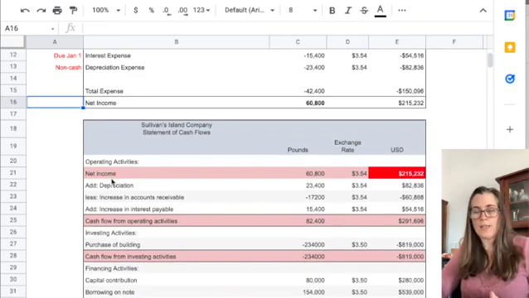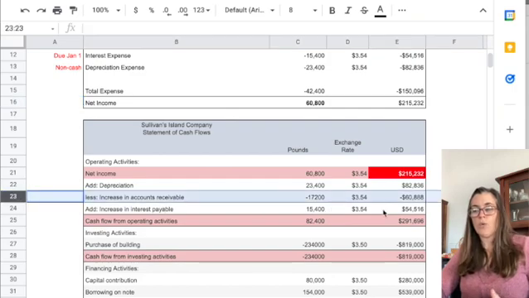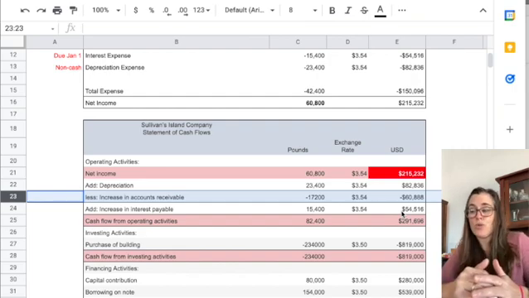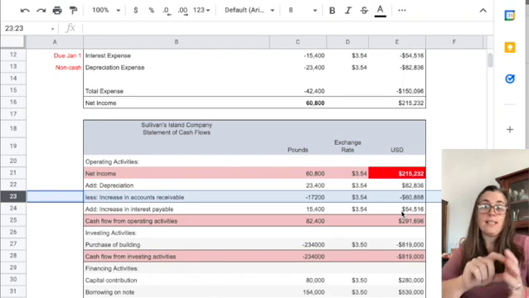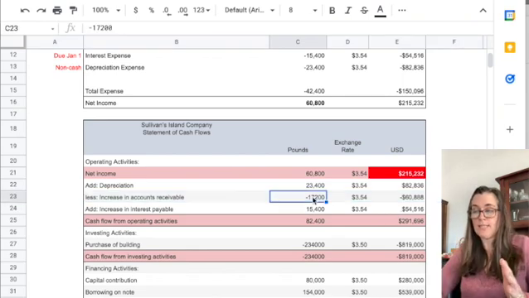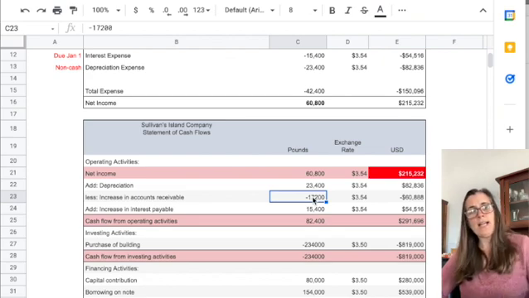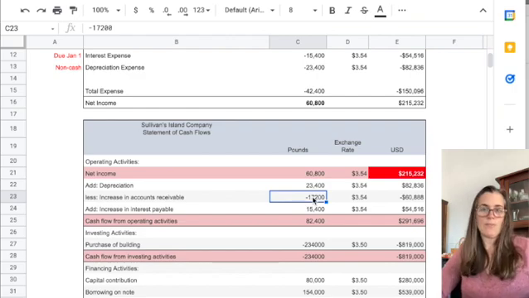we are concerned with cash, which is why, for instance, we're going to take any account receivable and we're going to remove it from net income. The 17,200 pounds of accounts receivable was recognized as revenue, but it's not cash revenue, so we want to remove it in the cash flow statement.